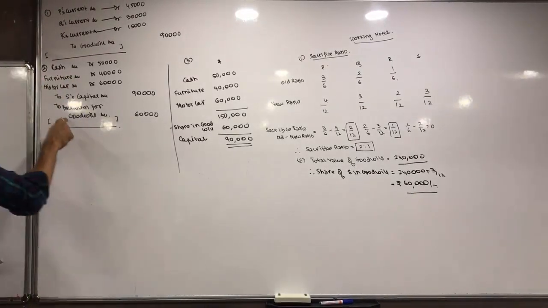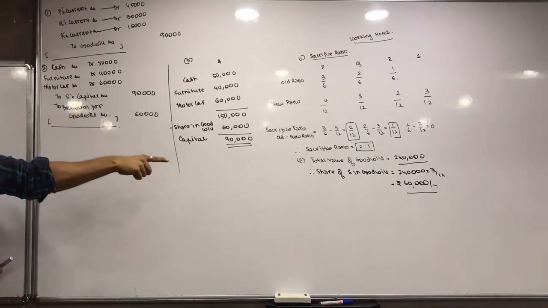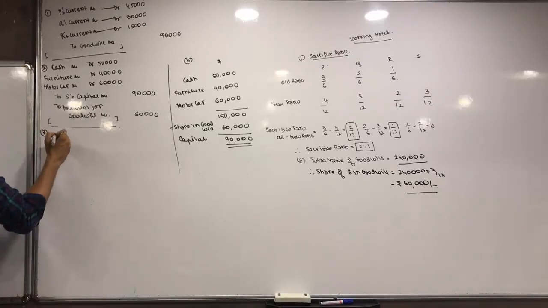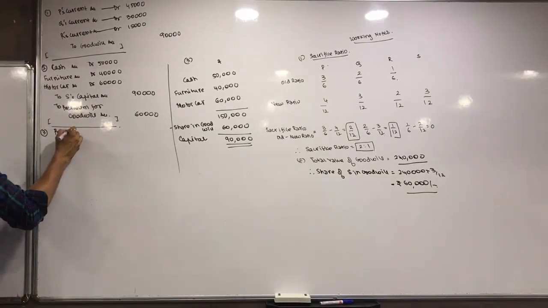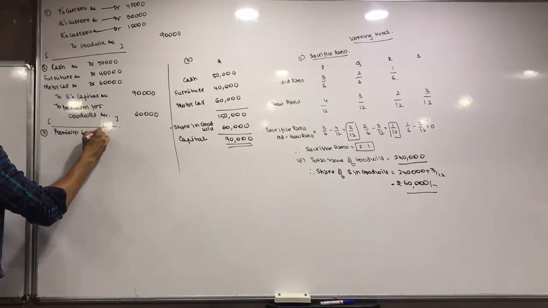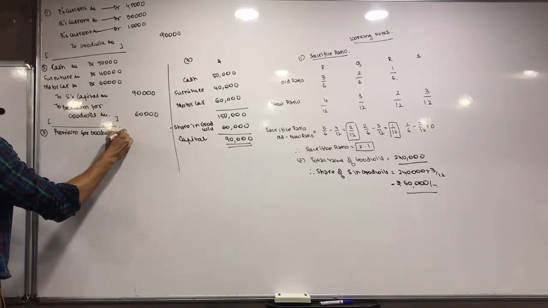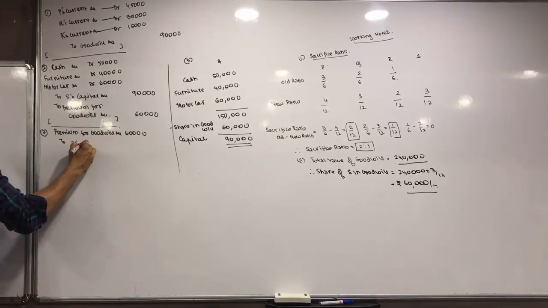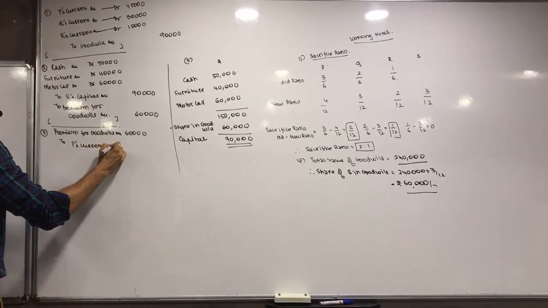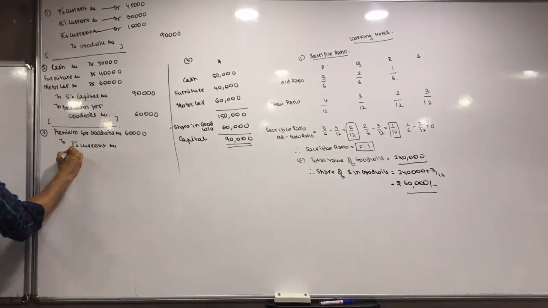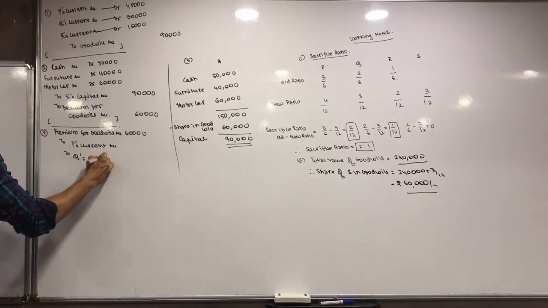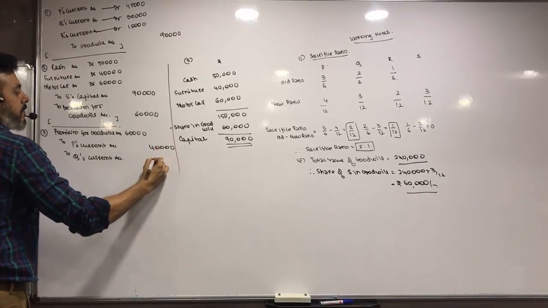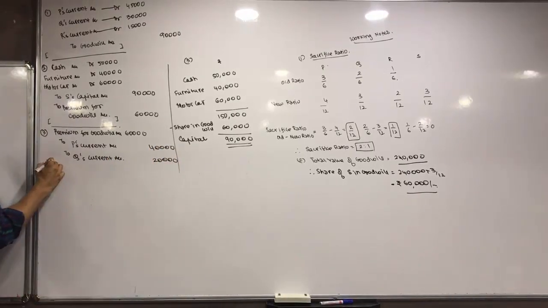Now, who will take this premium? Partners who are sacrificing. So who is sacrificing? P and Q. Okay. Debit premium for goodwill account to P's current account and to Q's current account, 40,000 and 20,000.